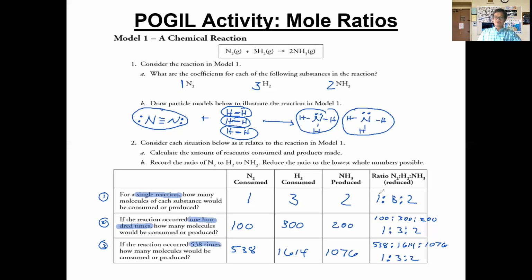And if you notice here, folks, each one of these simplified ratios ends up being the ratio of these coefficients here. If you take the ratios of these coefficients here, it is a 1 to 3 to 2 ratio. So all of these ratios here end up being exactly the same as the ratio from the balanced equation. Okay. And that's something you want to keep in mind. That's going to be important as we move forward.